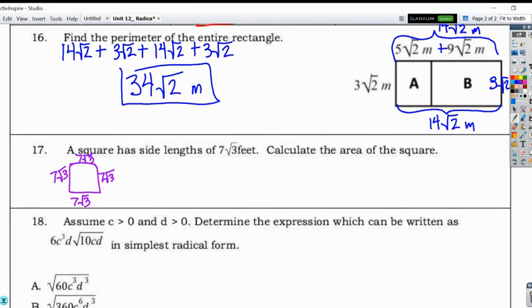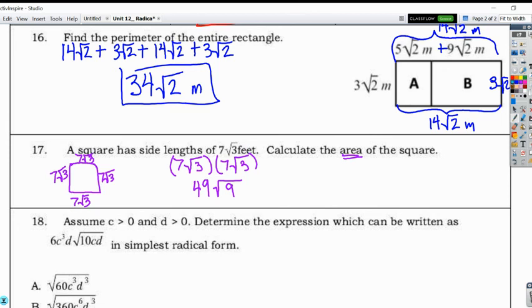So when you want to find area, remember that your area is multiplying length times width. So I'm going to be taking 7 times the square root of 3 and multiplying it by 7 times the square root of 3. I can multiply what's outside of the radicals together. That's 7 times 7, and it makes 49. And you can multiply what's under the radicals together to stay as a new number under the radical. So that's 3 times 3 makes the square root of 9.